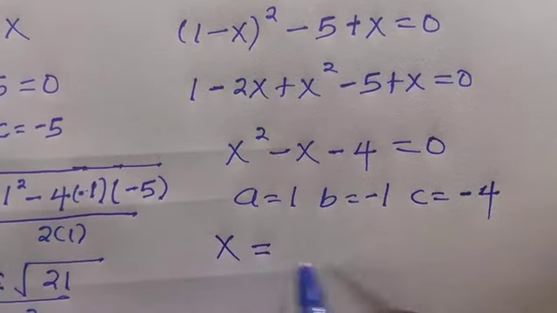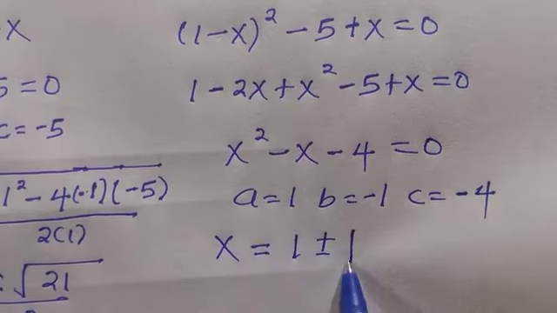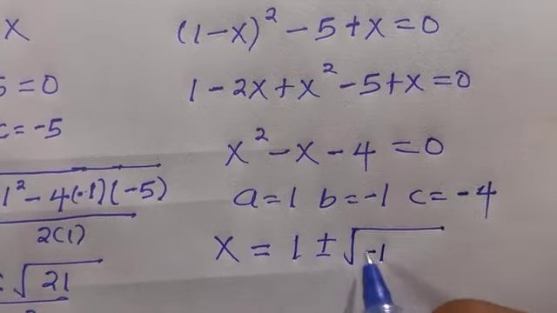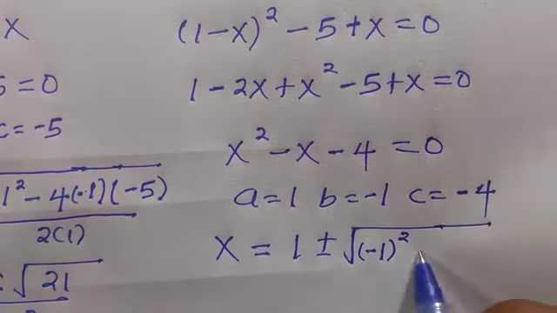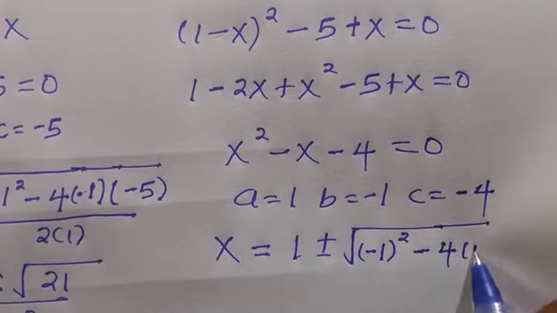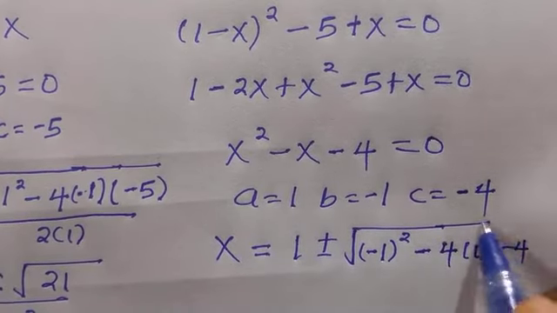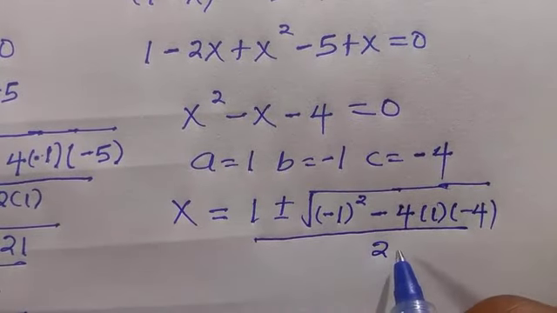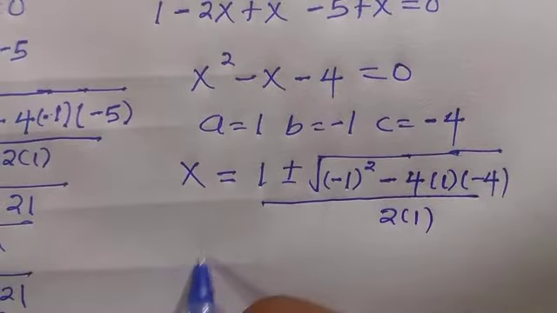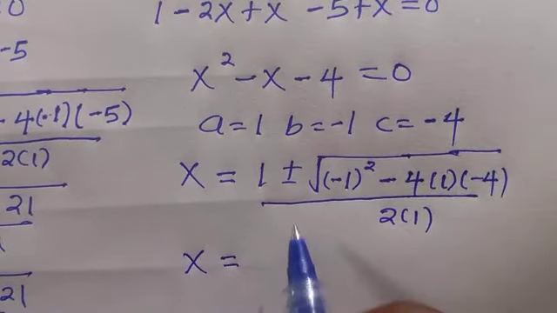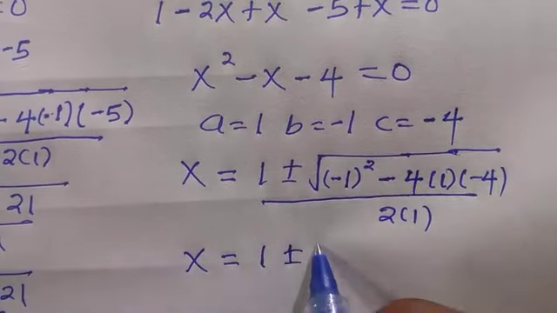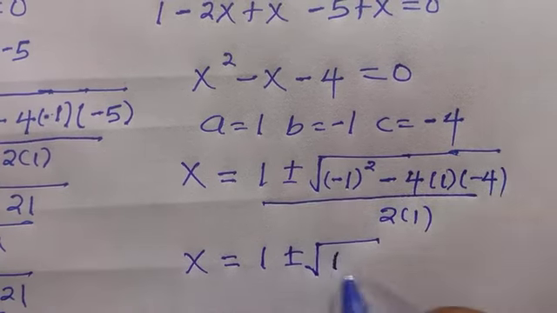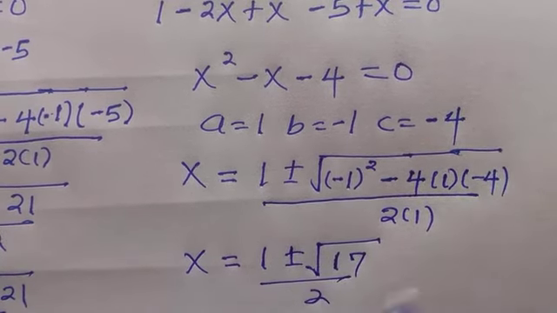If we plug it into the quadratic formula, we have 1 plus or minus the root of minus 1 squared, and we have minus 4ac, which is 4 bracket 1 bracket minus 4, all divided by 2. When we simplify this further, we have 1 plus or minus, the entire of this is going to be 17, and it is divided by 2 generally.